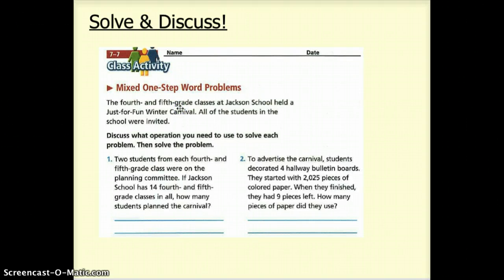It says, the 4th and 5th grade classes at Jackson School held a Just for Fun winter carnival. All of the students in the school were invited. Discuss what operation you need to use to solve each problem, then solve the problem. Number 1. 2 students from each 4th and 5th grade class were on the planning committee. If Jackson School has 14 4th and 5th grade classes in all, how many students planned the carnival?